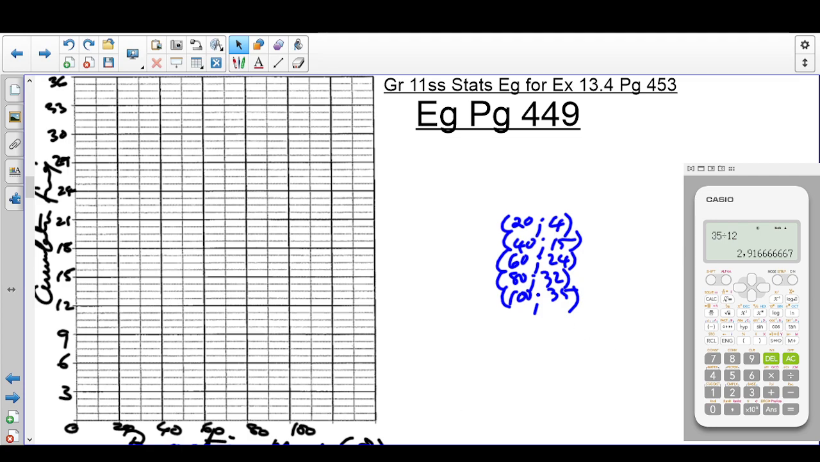So let's plot this point quickly. We're going to plot 20 on your x, of course, and 4 on your y, or 20 on your promotion mark, and 4 on your cumulative frequency. So 20 and 4. So if this is 3, so it's 1, 2, 3, 4. Okay, so it's just by approximation now.